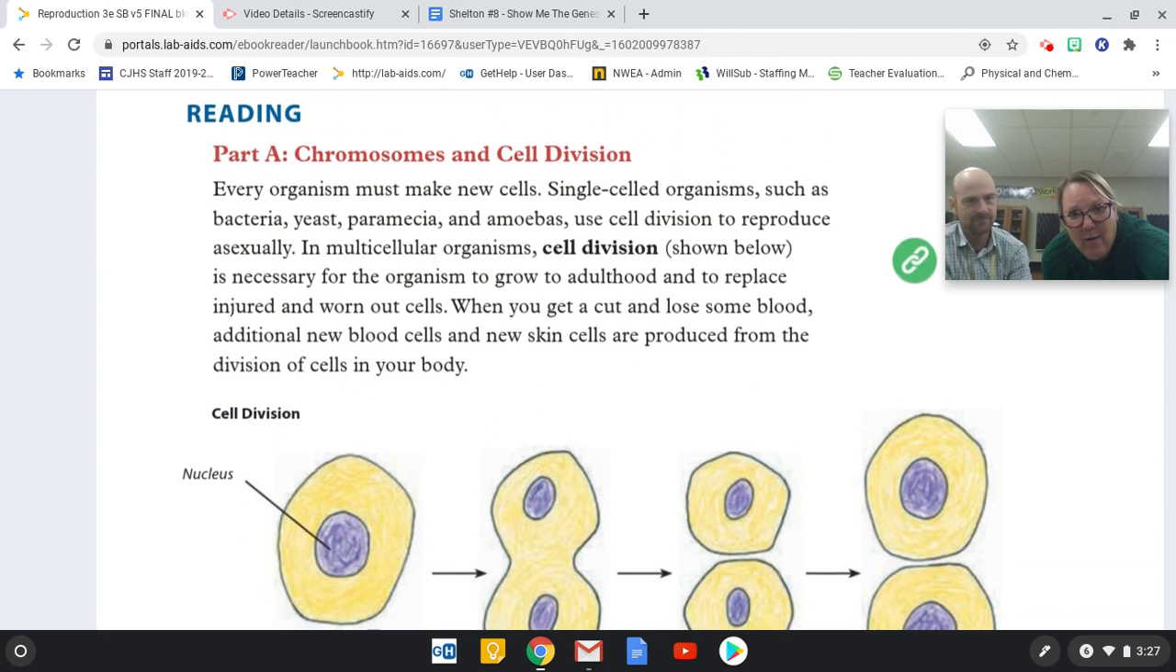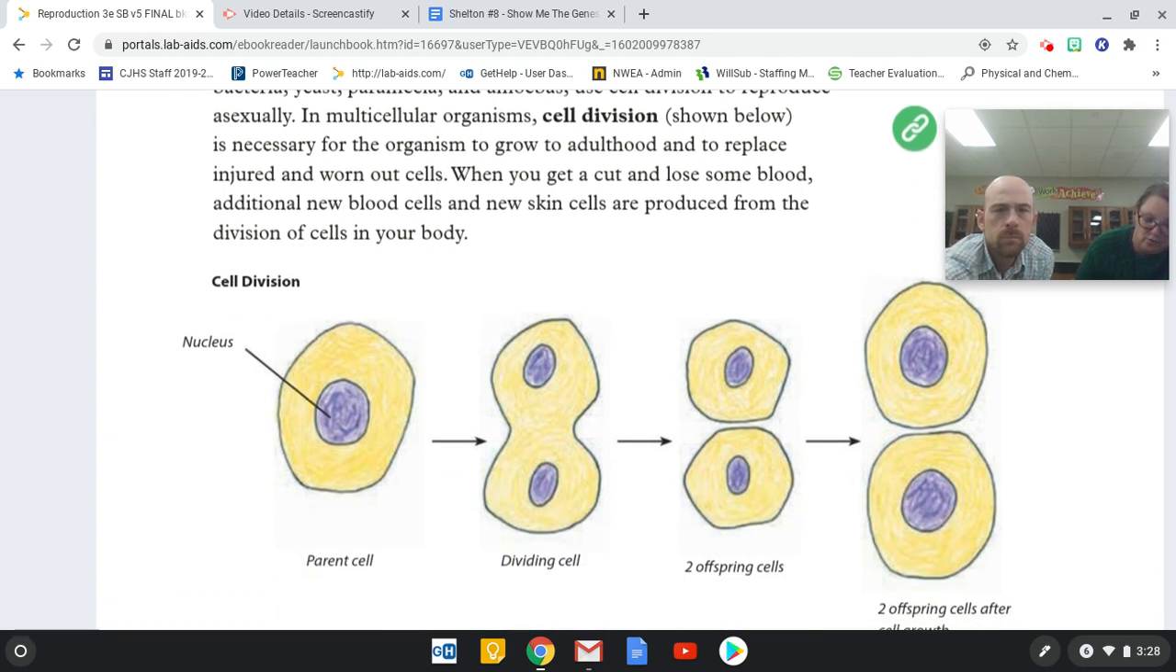Part A is all about chromosomes and cell division. It says this: every organism must make new cells. Single-celled organisms such as bacteria, yeast, paramecia, and amoebas use cell division to reproduce asexually. In multicellular organisms, cell division, which is shown below, is necessary for the organism to grow to adulthood and to replace injured and worn-out cells. When you get a cut and you lose some blood, additional new blood cells and new skin cells are produced from the division of cells in your body.